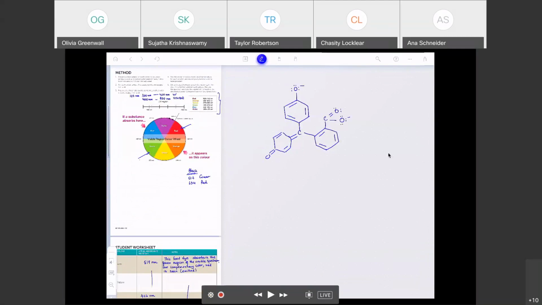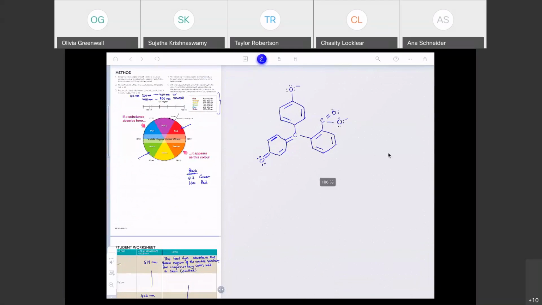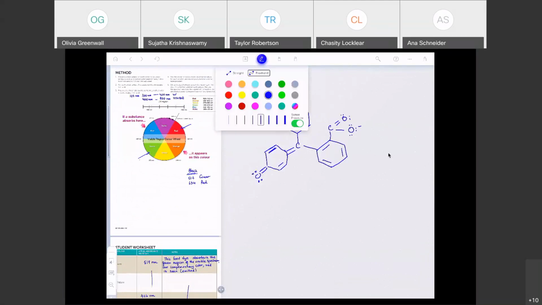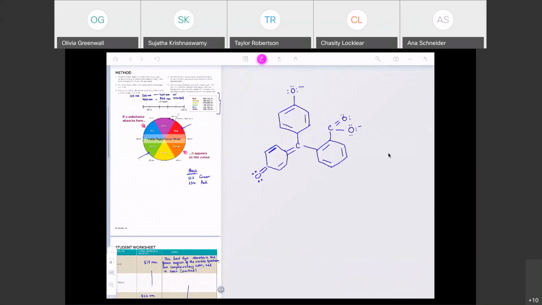Okay, I copied that structure and I put all the lone pairs on the oxygen, almost all of them. And now we will look at the conjugation. Okay, so I'm going to start with a color here, and I can see I can push this lone pair here. This has got to have more conjugation than the other one. I'm trying to show the extensive conjugation that can occur.